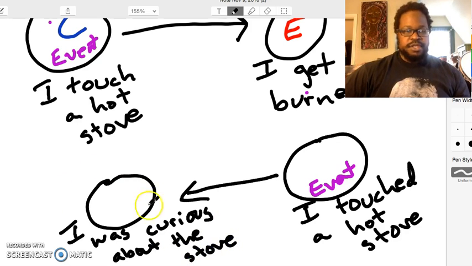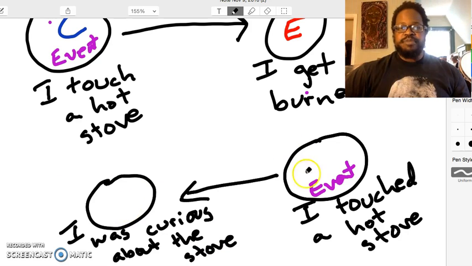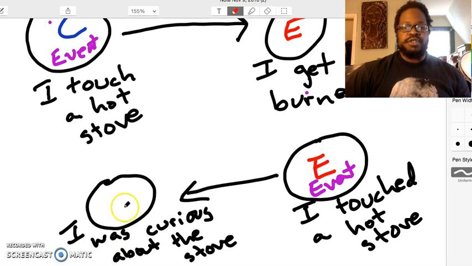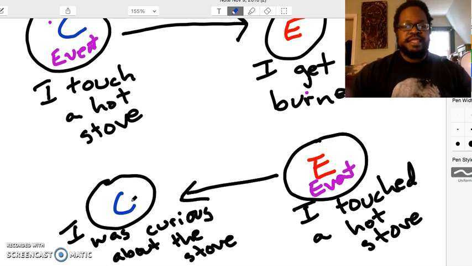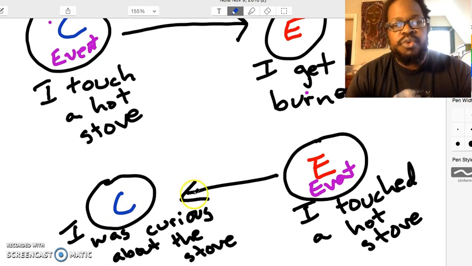I was curious about the stove. Well, now this becomes interesting. The thing that was a cause here, I'm looking at it from a different perspective. I'm looking at what actually caused it, right? And when I look at it that way, I can see, oh, so here's the thing that led to me touching the hot stove.